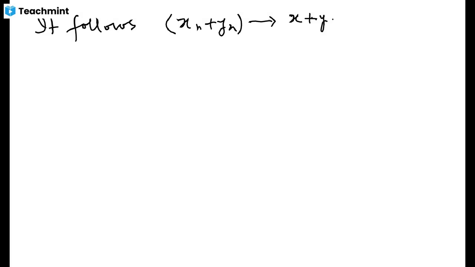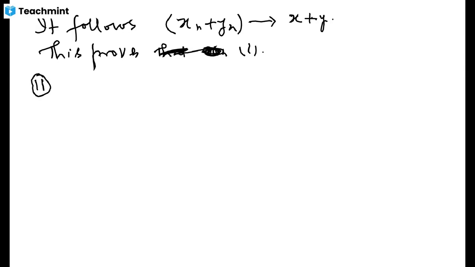This way this proves the sum part first, and likewise on similar lines, replacing plus by minus, you will get that xn minus yn also converges to x minus y. So this proves the first part. Now let's look at the second part.